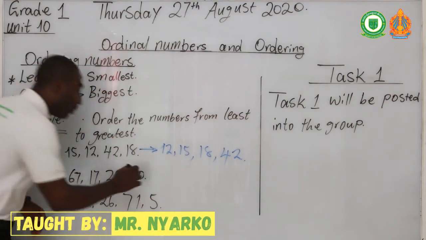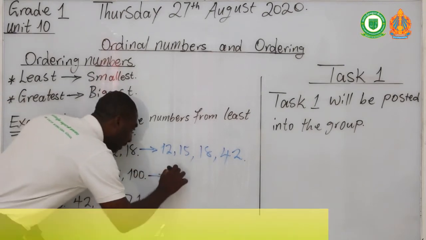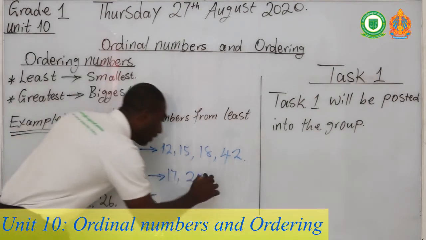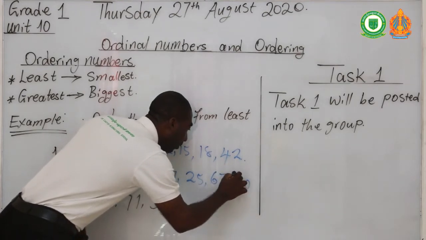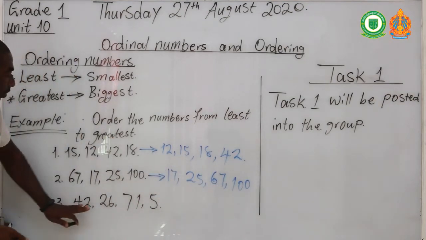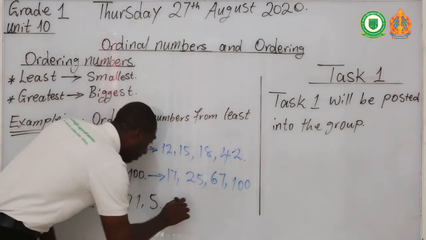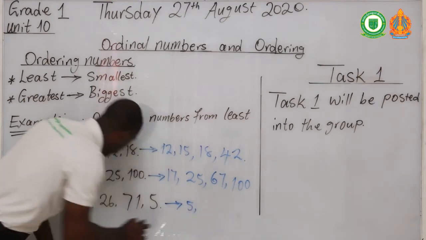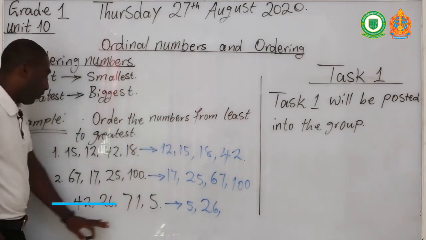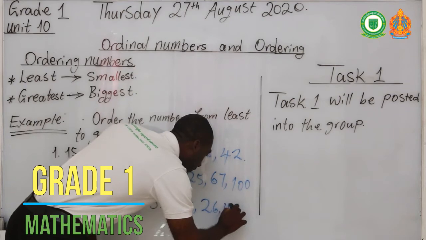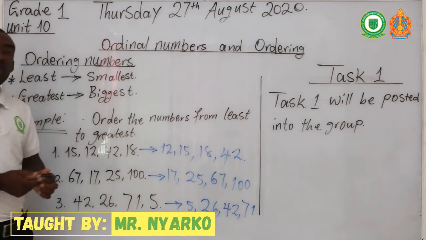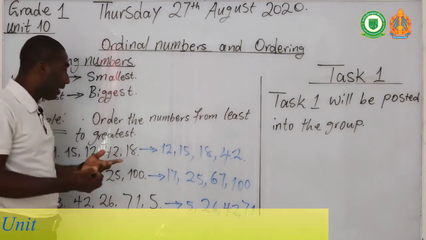Let's do the same thing with this one, okay? We start with 17, we go to 25, and then we go to 67 and 100. So 100 becomes the last number over here. Let's see the last one. We start with 5. Then the next one will be 26, and then we have 42, and 71. Okay, so this is very simple for all of you to understand and then do.